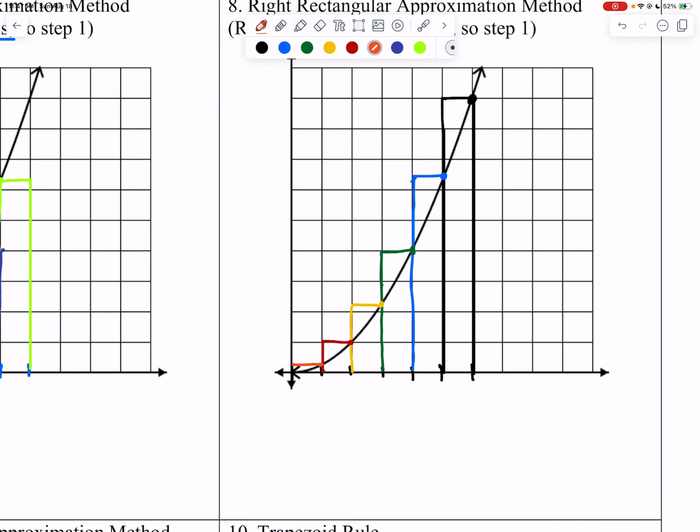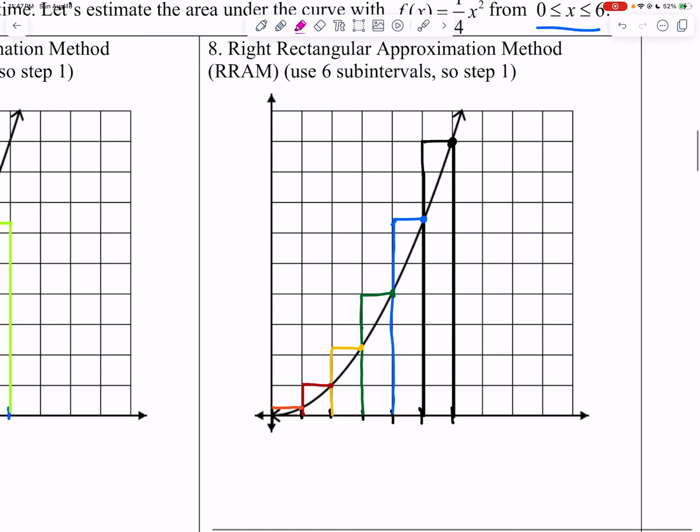Now, if I were to look at this, you'll notice that a right rectangular approximation method is going to be an overestimate because we've basically covered everything under the curve and a little bit more. So notice how we covered this part right here, this part right here, this part right here, this part right here, this part right here, and this part right here, covering that up. So this is going to be an overestimate.